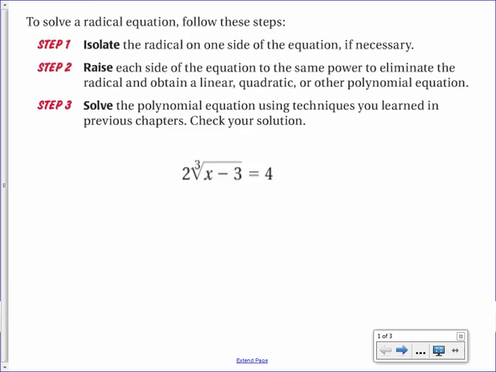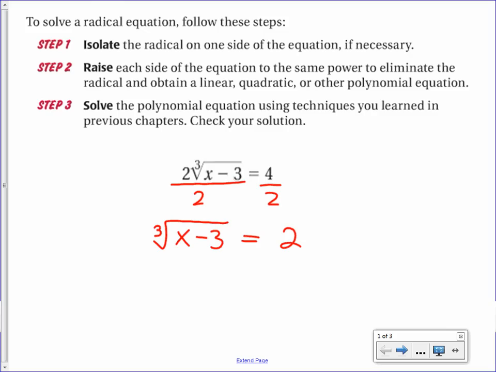So in this problem, we have this 2 that's hanging out in front of our radical, and we want to get rid of it. So we're going to divide both sides of the equation by 2. On the left, we'll have only the radical left. Now the x minus 3 is all under the radical. So this is isolating our radical on the left side, and 4 divided by 2 is 2 on the right side of the equation.